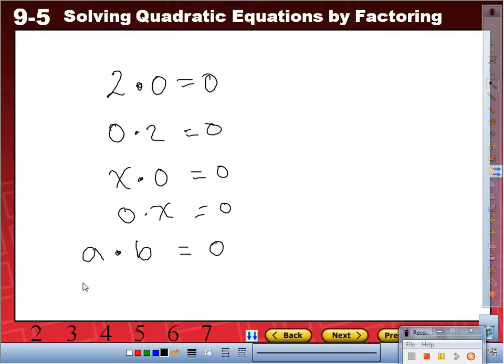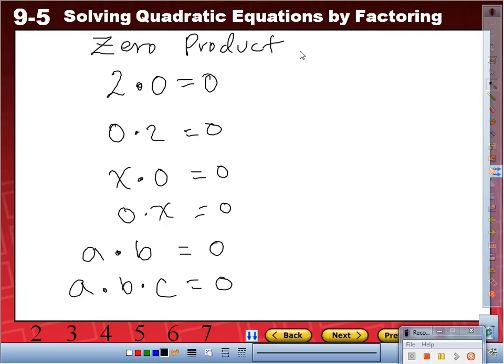Same thing if I gave you this. A times B times C equals 0. One of these three has to be 0. Is that correct? Everybody following so far? Okay. This property is called the zero product property.